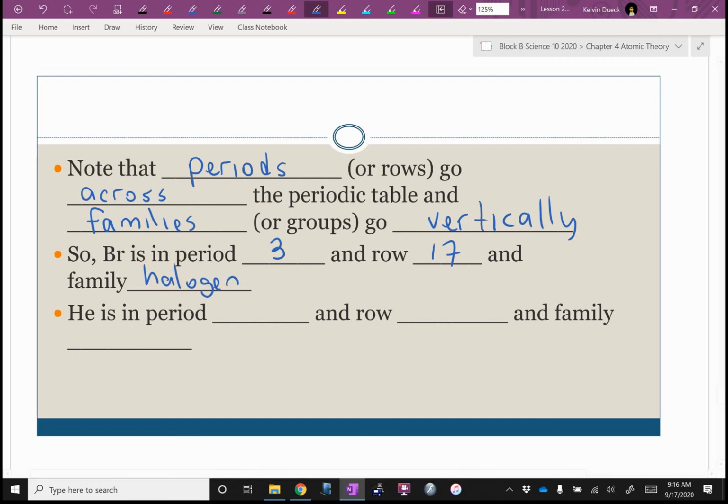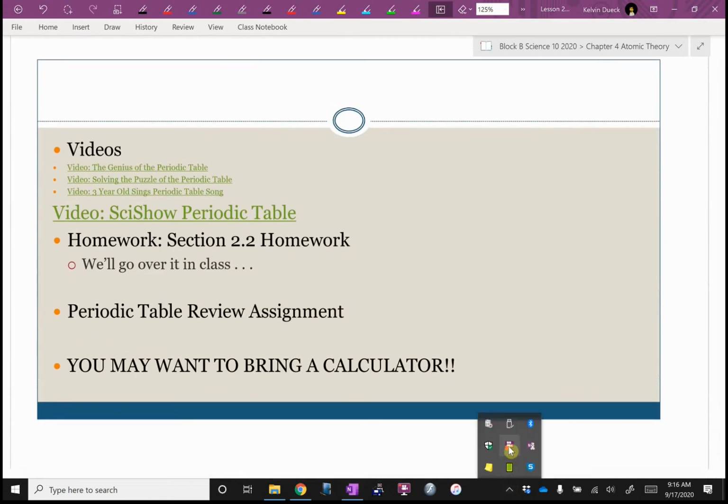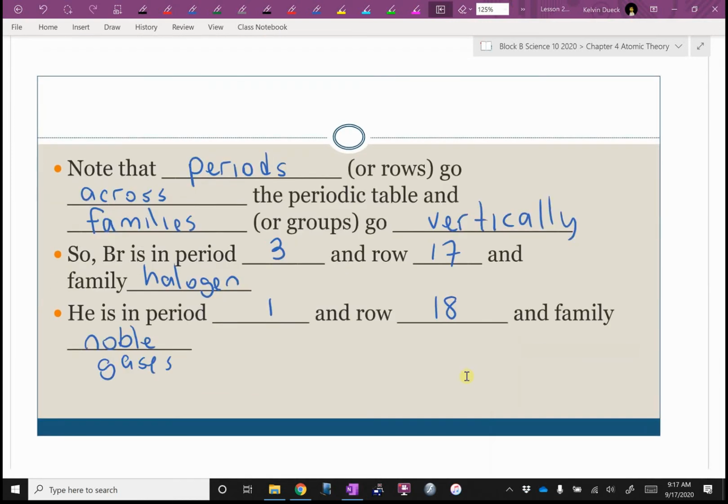Pardon me? You don't have that on the paper? Yeah, I forgot to include it then. Helium is in period number 1, row number 18. And family? No. If you understood what we just did, you understand how we found all that. Okay, if not, I'll bring it up. I didn't include that last two in your notes. If you want to add that, you can. Or if you understood how we found those numbers, that's really what we're worried about here.